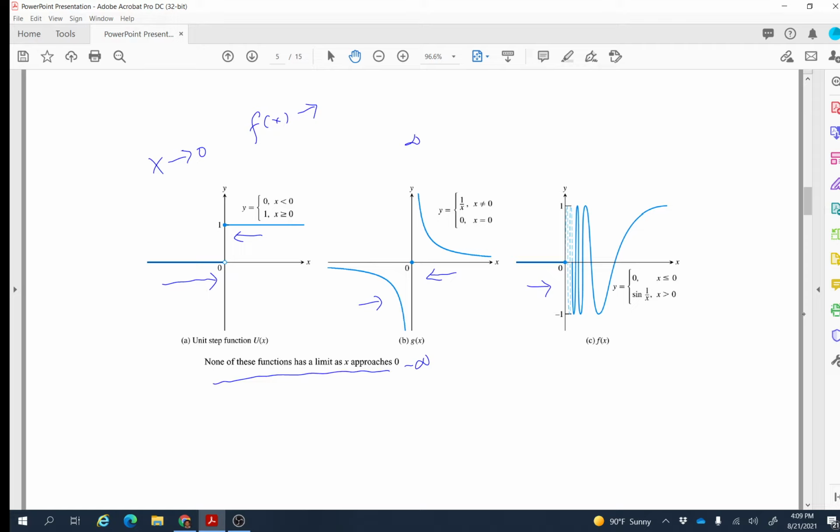So to have the limit of a function at some point, the limit from the left side and the limit from the right side should be equal.